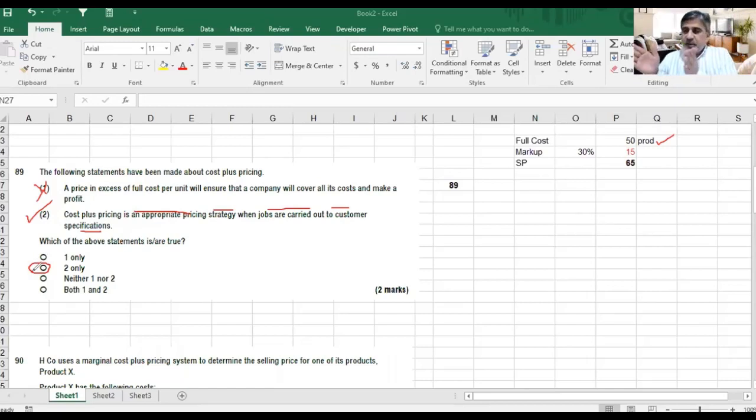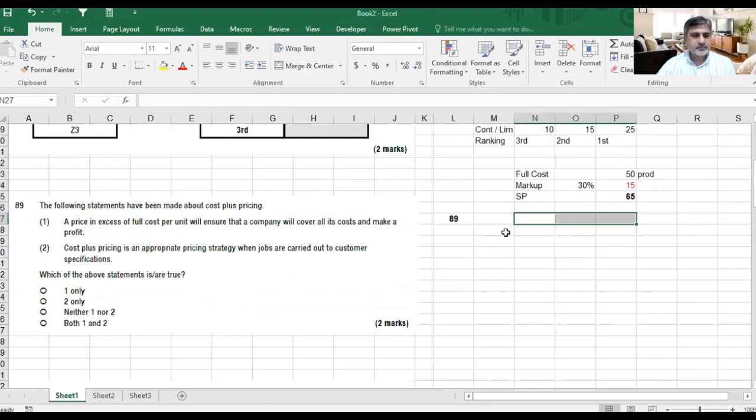Customer says, I want this product in this design, or this is the design of the product, whatever. And then you can charge it to the customer because you are doing it according to the requirement of the customer. And then all of the cost the customer should be bearing. So it is appropriate when jobs are carried out to customer specification, otherwise not. Okay, number 90. So 89, our answer is option number B, which is statement 2 is true.